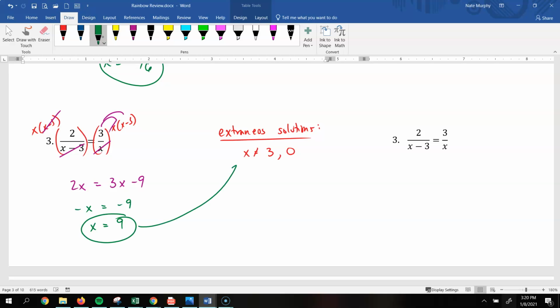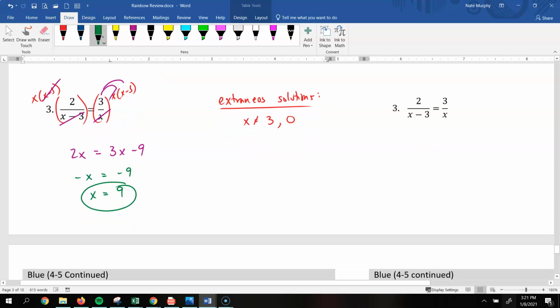Again, we check that against our extraneous solutions and it's not one listed, so we know that x equals 9 would be a possible solution. One thing that I haven't mentioned as I've gone through these is you could always check your work by plugging your answer into both equations and make sure that it checks out. So that's one of the beautiful things about algebra: you can always check your answers and make sure you got them correct.